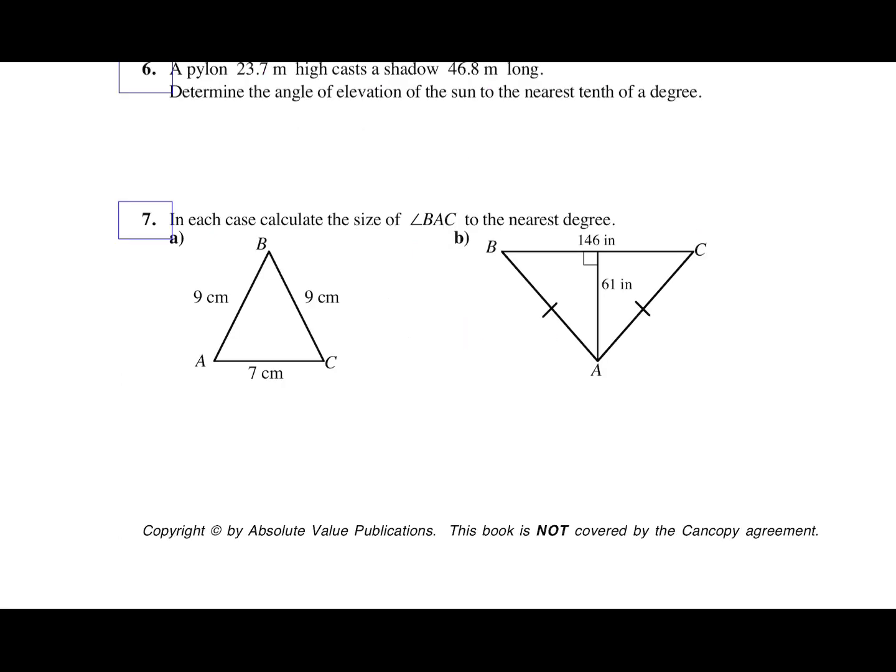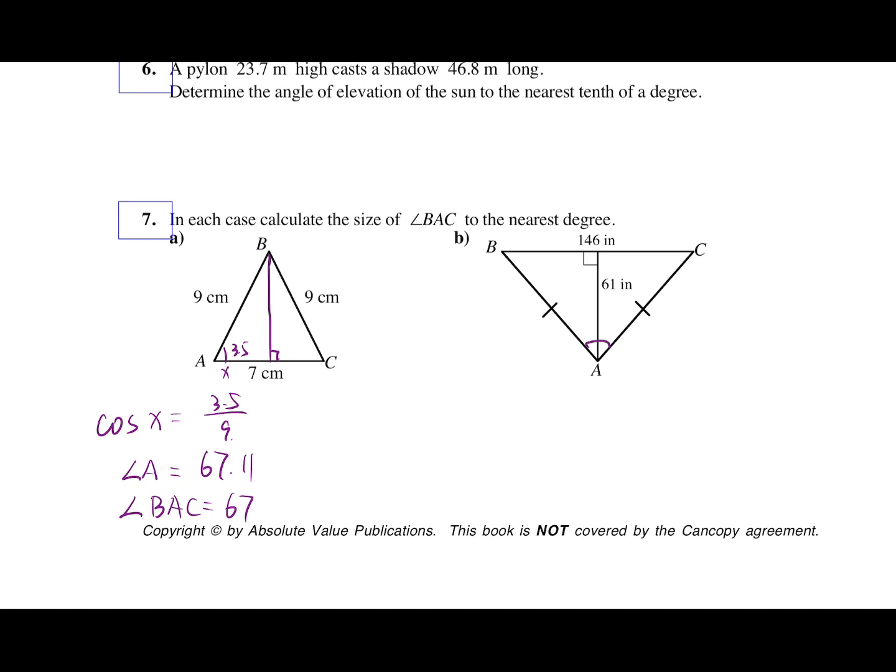Okay, number 7, and A is an isosceles triangle, and we draw a height, and this is 3.5. We want to find BAC. For this one we set this as x, and now we can use cosine x equals 3.5 divided by 9, and then x is 67.11, so angle BAC equals 67.